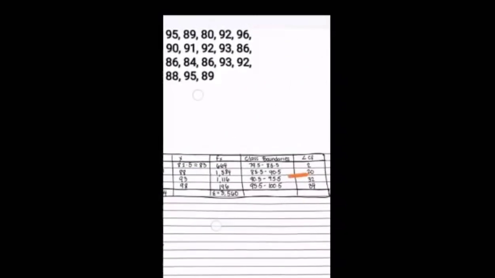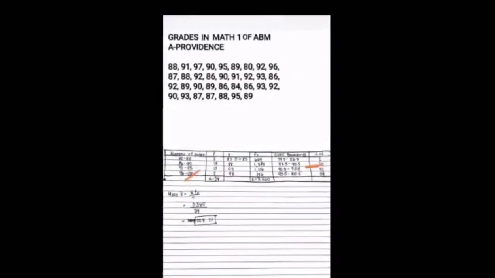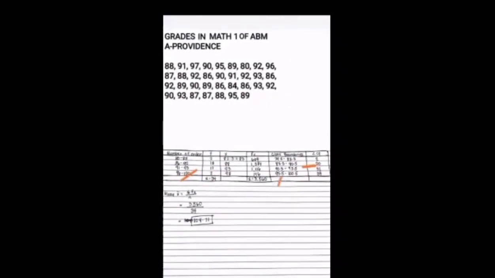The same goes for 86 to 90. The 86 minus 0.5 gives 85.5, and the 90 plus 0.5 gives 90.5. Then 91 minus 0.5 is 90.5, and 95 plus 0.5 is 95.5. The 96 minus 0.5 is 95.5, and lastly the 100 plus 0.5 is 100.5.